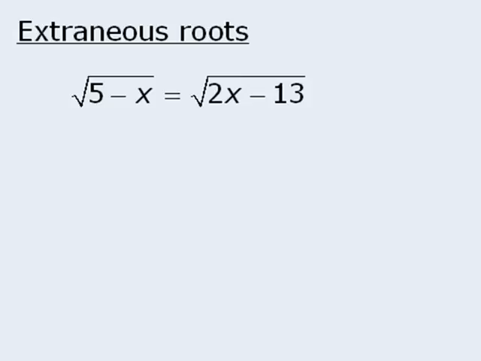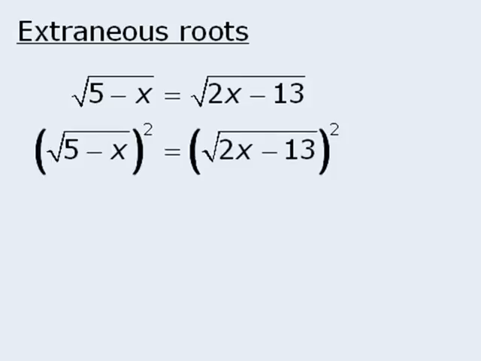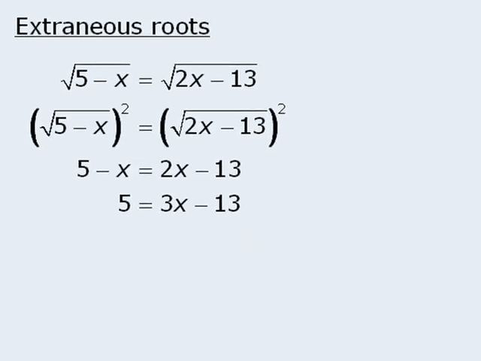For this equation, we'll first raise both sides to the power of 2 to get 5 minus x is equal to 2x minus 13. To solve this new equation, we'll first add x to both sides, then we'll add 13 to both sides, and finally we'll divide both sides by 3 to get x equals 6.